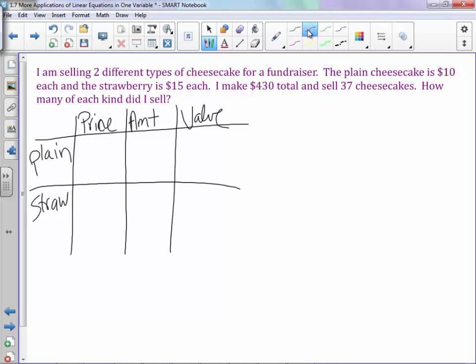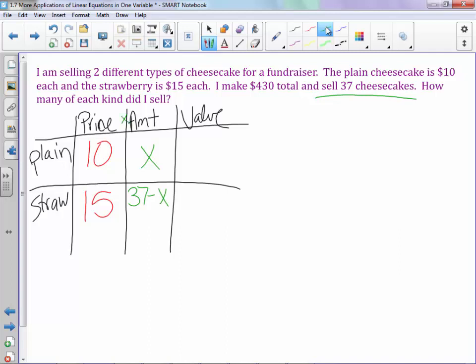So let's look at the different cheesecakes. The plain cheesecakes are $10. The strawberries are $15. We don't know how many of each of them we made or sold, but we did sell 37 total. So we don't know how many plain we sold, so we can call it an X. But we know we sold 37 total, so it's 37 minus however many plain we sold, which was X. Because for example, if you sold 5 plain cheesecakes, you would have 32 strawberry cheesecakes.